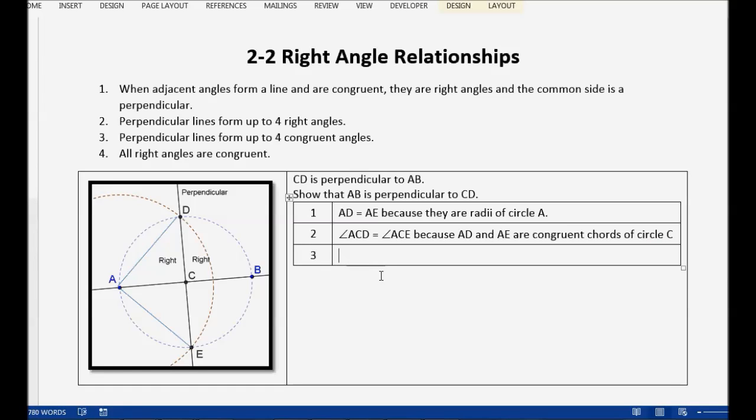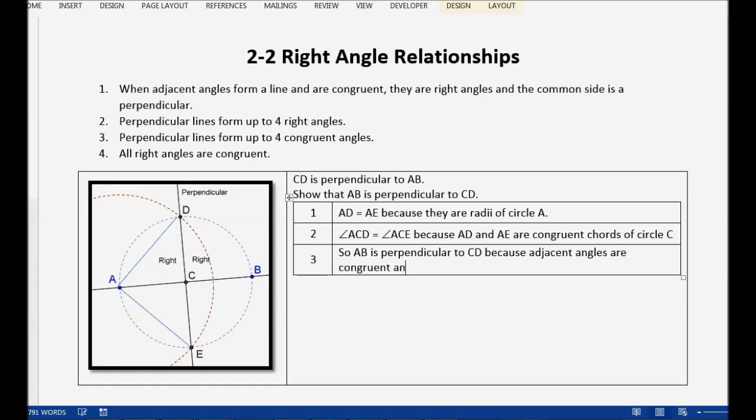And anytime adjacent angles are equal and form a straight line, we have a perpendicular. So AC is perpendicular to, and I guess we shouldn't call it AC, we should call it AB to fit what it is we're trying to show, to CD because adjacent angles are congruent and form a straight line. And this is the end of the first proof.